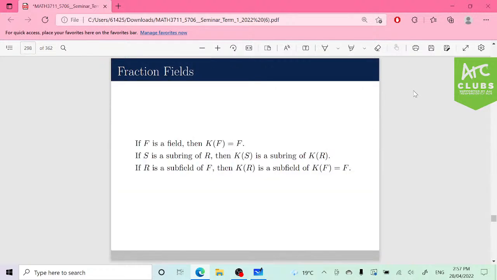Okay, and then we have some properties of fraction fields. If F is a field, then the fraction field of a field is precisely the field itself. If S is a subring of a ring, then the fraction field of S is a subring of the fraction field of the ring. And if R is a subfield of a field F, then the fraction field of R is actually just a subfield of F. And remember that the fraction field of a field is precisely the field itself.